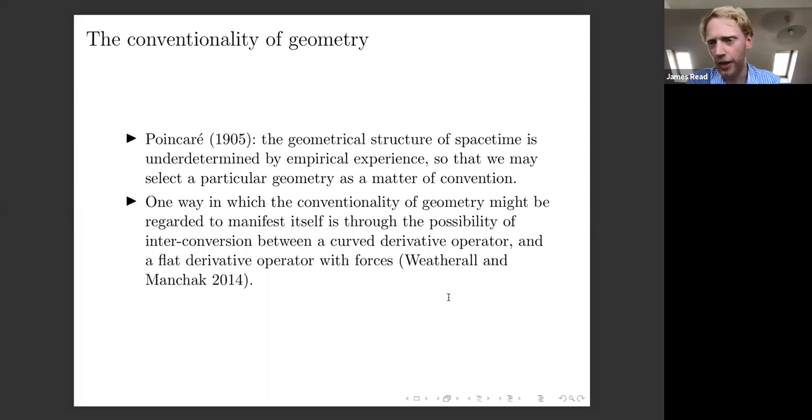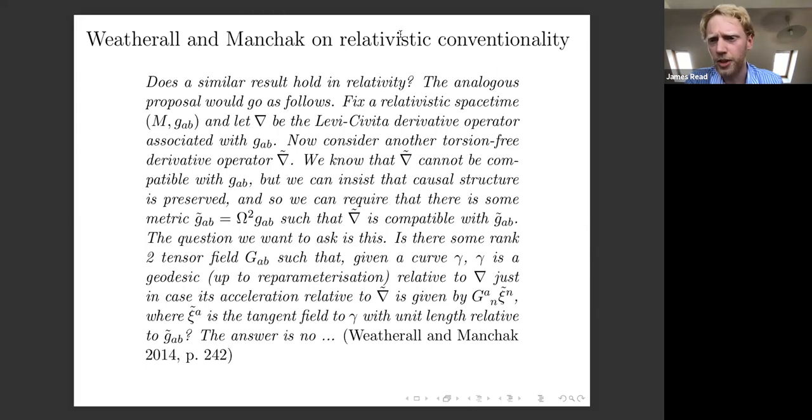And this is the kind of thing that Weatherall and Manchak talk about in their 2014 paper. I think that there are legitimate worries about whether this notion of conventionality is the same thing that people at the start of the 20th century had in mind, but let's bracket that as well. So Weatherall and Manchak think about the comparison between general relativity and Newton-Cartan theory here.